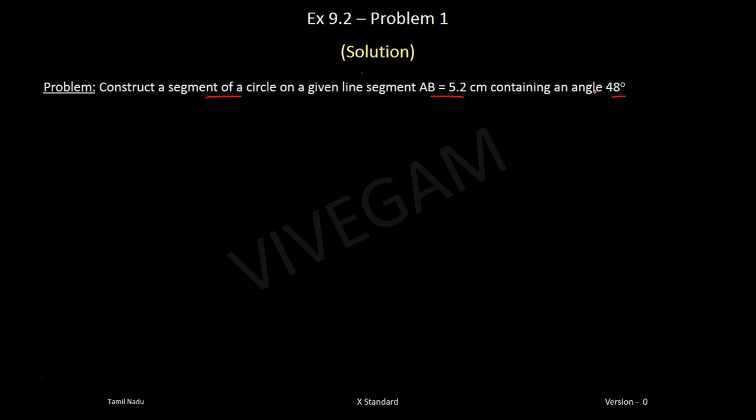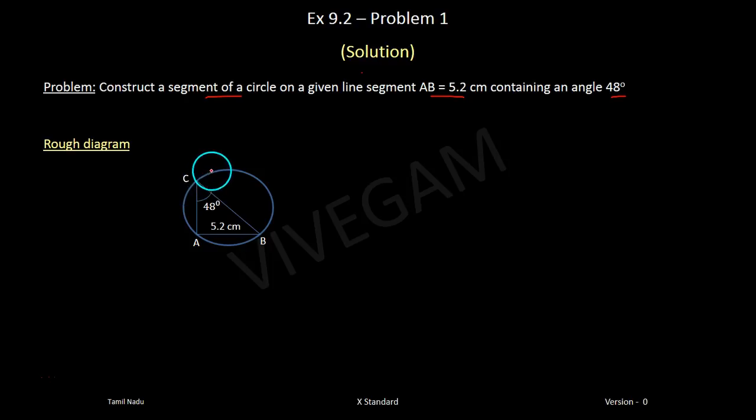It's pretty easy. So we'll just see a rough diagram. This is your AB, which is 5.2 centimeters in length, and you have to draw a segment of a circle on this given line. So you'll have to draw a circle which touches both A and B, right? And this segment of the circle should contain an angle of 48 degrees.